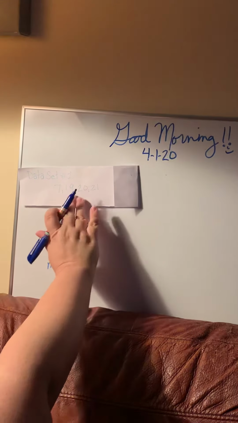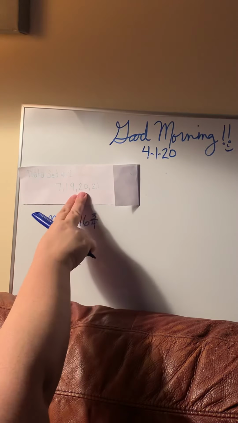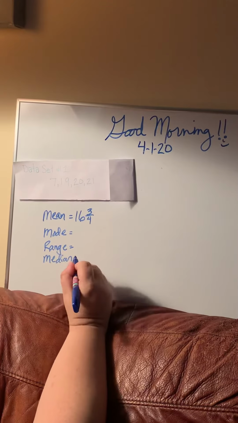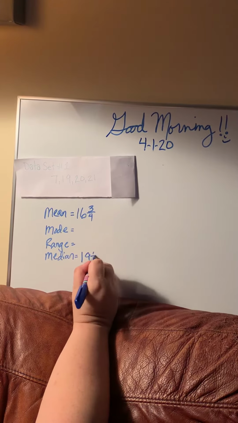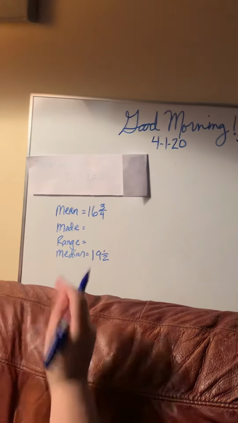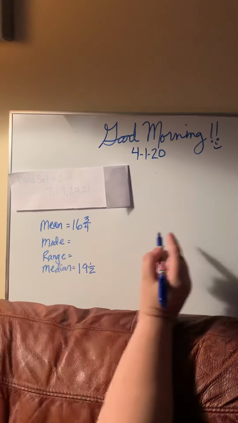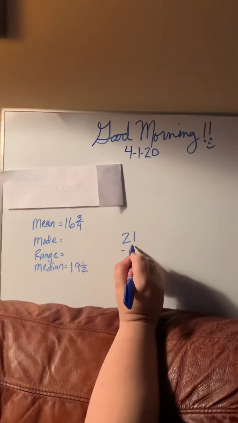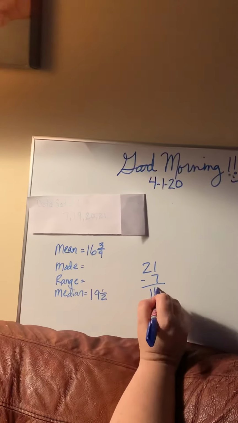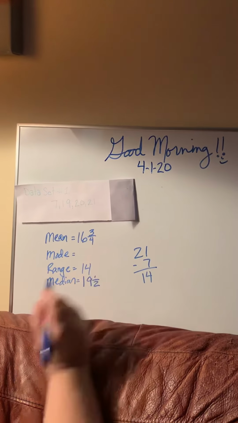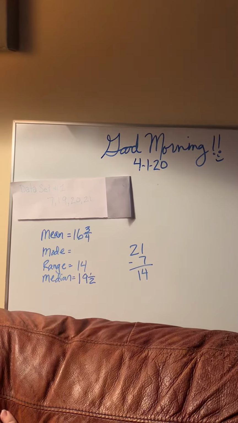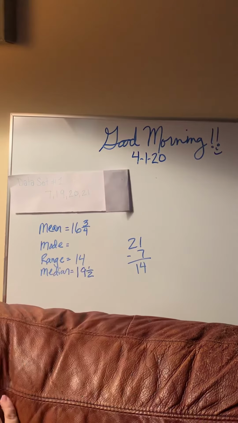Well, if you remember a moment ago, I actually found the median. What did we do? We found the two middle numbers. We added them together. We divided them in half, and so we ended up with 19 and a half, if you will recall. The range, okay? So again, the range is taking the largest number, subtracting the smallest. So we have 21. We're going to subtract 7. We end up with 14. So the range is 14. There are 14 numbers between the smallest and the largest number.